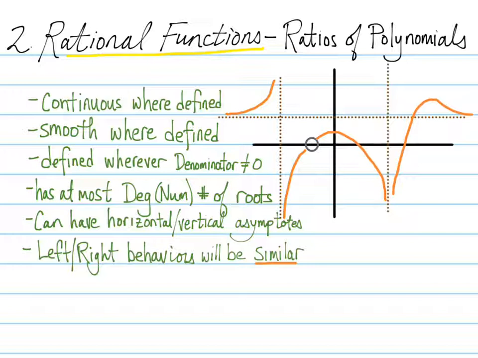And whatever happens out by infinity on the left is going to be very similar to what happens out by infinity on the right, which is to say, if one side has a horizontal asymptote, the other side will also have a horizontal asymptote. And if one side doesn't have a horizontal asymptote, the other side can't have a horizontal asymptote. That's what I mean by similar. So those are rational functions.